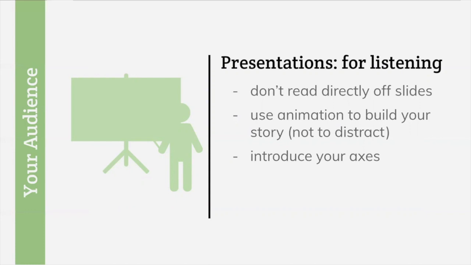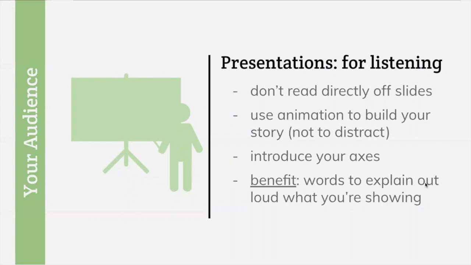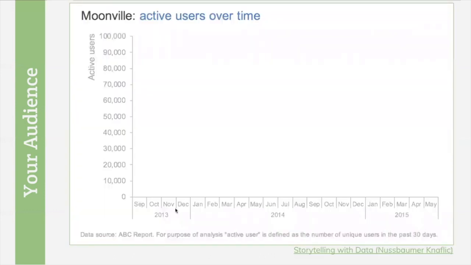You have looked at this visualization before, and your audience has not. So you have to tell them what's plotted on each axis and then tell them what it is that you're trying to display. You have the benefit of having words to explain out loud what it is you want readers and viewers to take away. So for example, this is an example I like to use. If I were presenting this out loud to, say, my coworkers at Moonville, I would say, okay, so we released Moonville in September 2013. What you're looking at here is time on the x-axis and the number of active users on the y-axis.